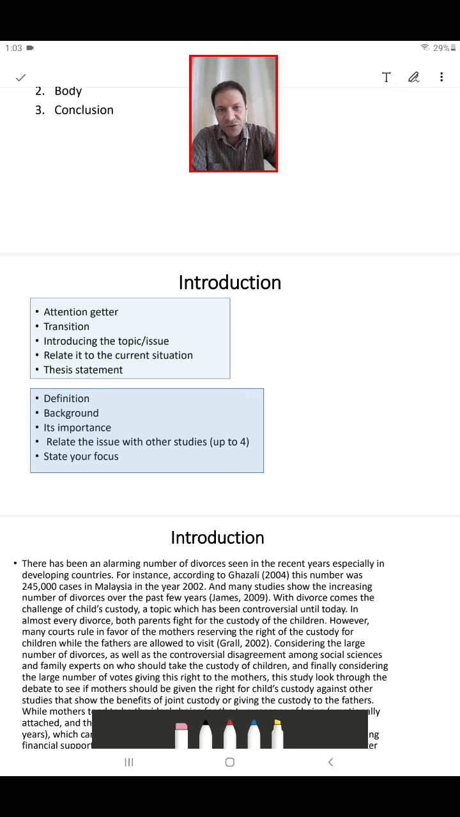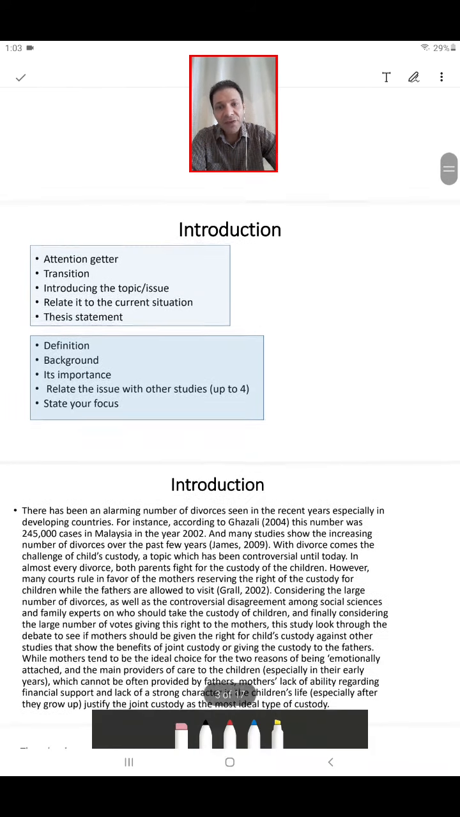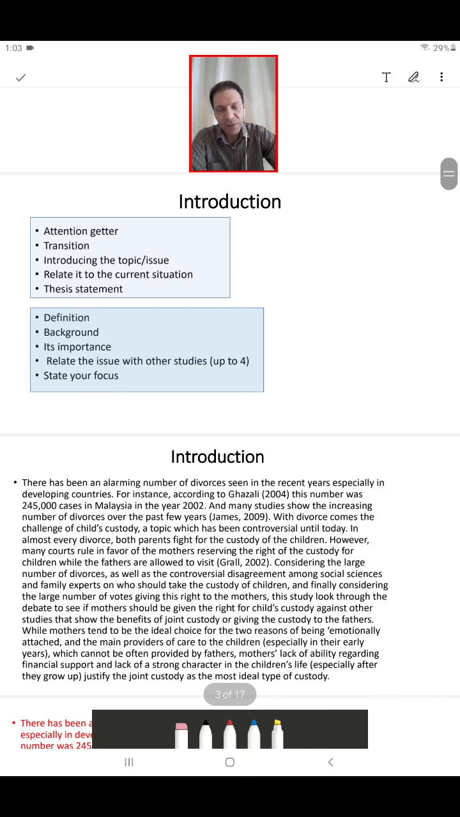And then we have the transition. Sometimes the attention getter is not about your topic, because your topic is different. So you need one sentence to transition, to move from the attention getter to the topic. And then you introduce the topic, relating it to the current situation, for example, "In today's world..." And finally there is the thesis statement. So that is the first part of the introduction.